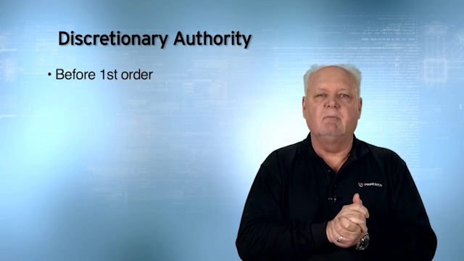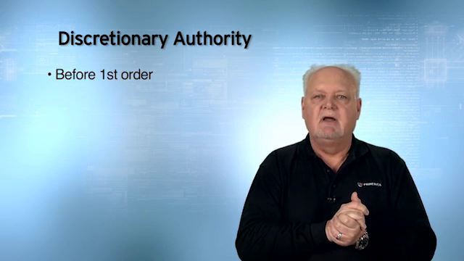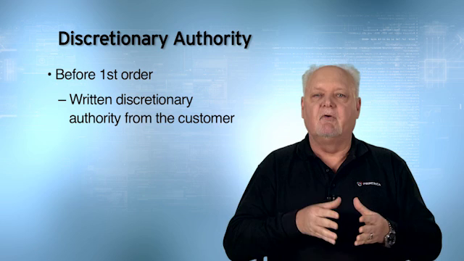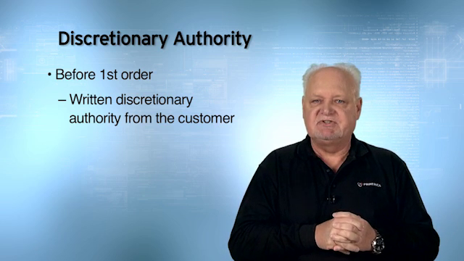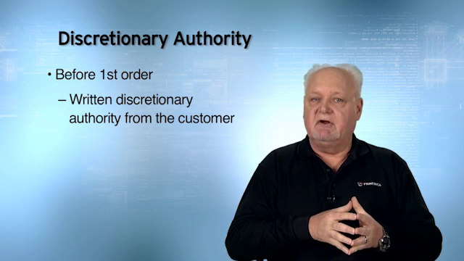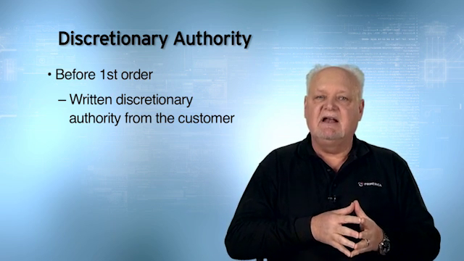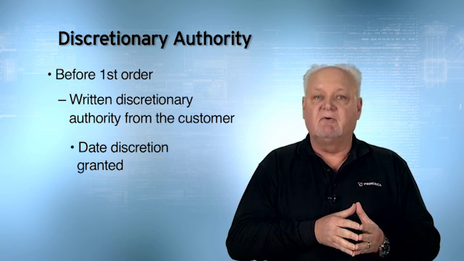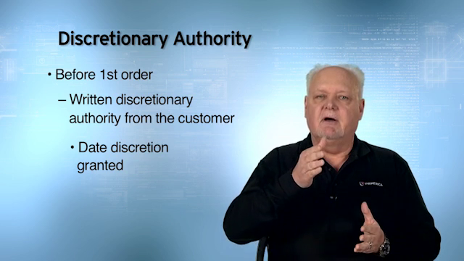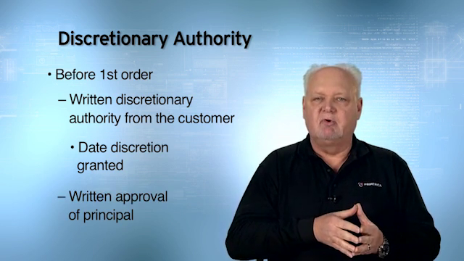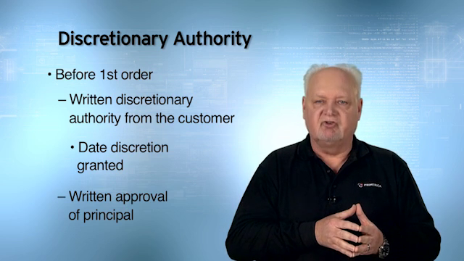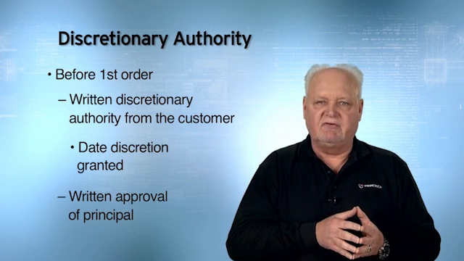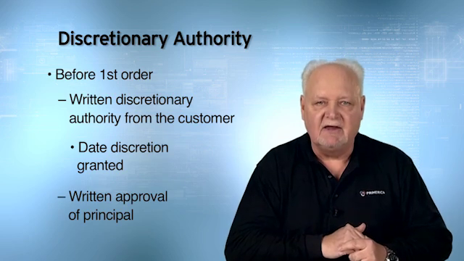Now what must occur before the first discretionary order can be entered? Well, written discretionary authority must be received from the customer. And that written discretionary authority is going to contain the date that discretion is granted. What else has to happen before the first discretionary order can be entered? The principal must give written approval for the registered rep to use discretion. So those are the two things required before we can enter the first order.